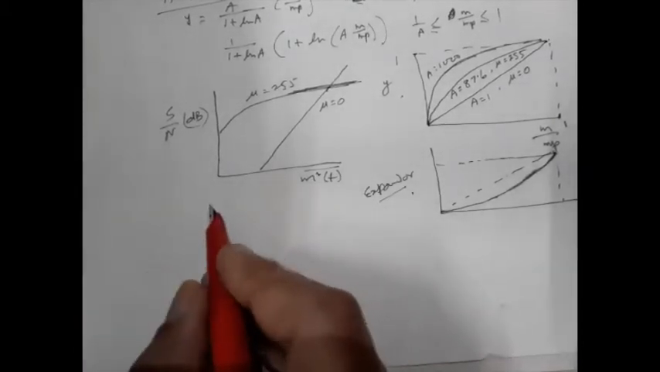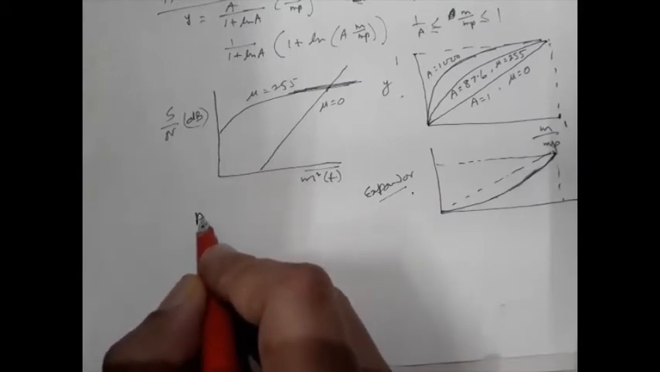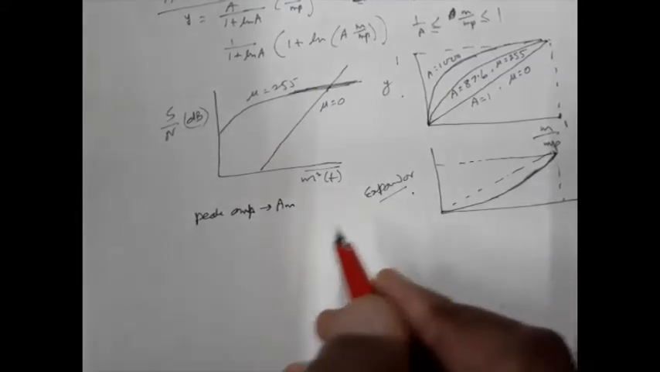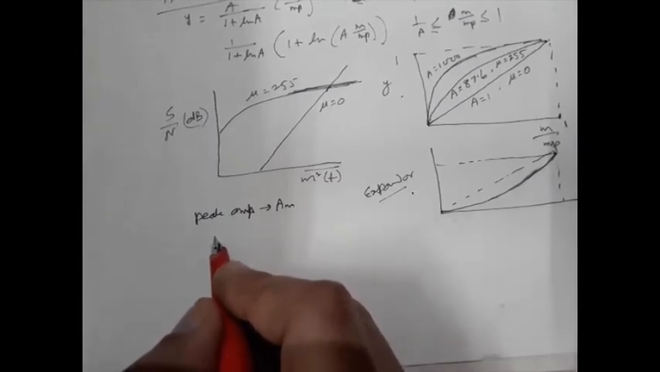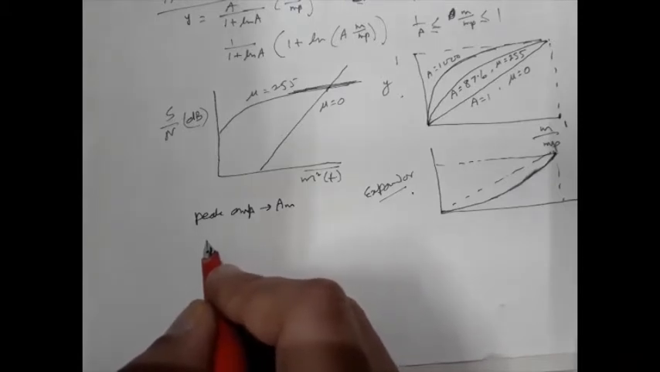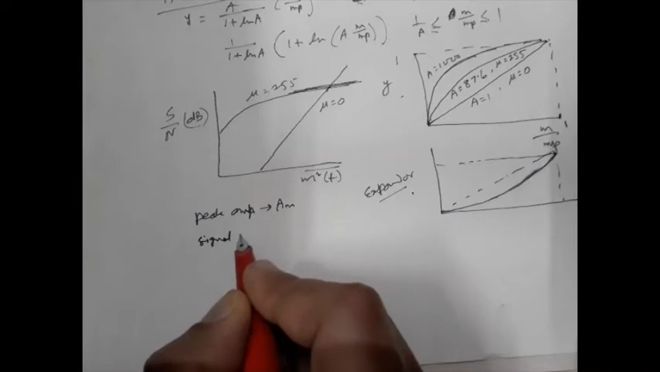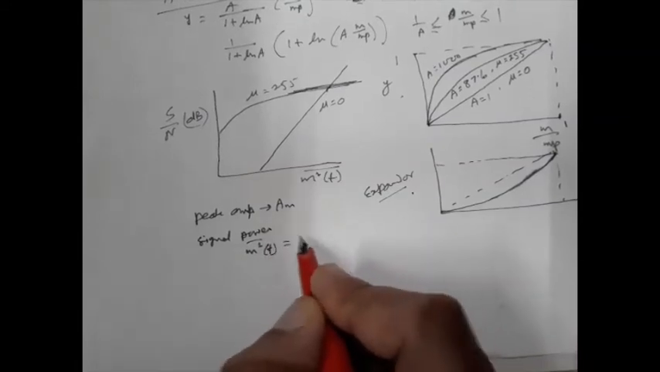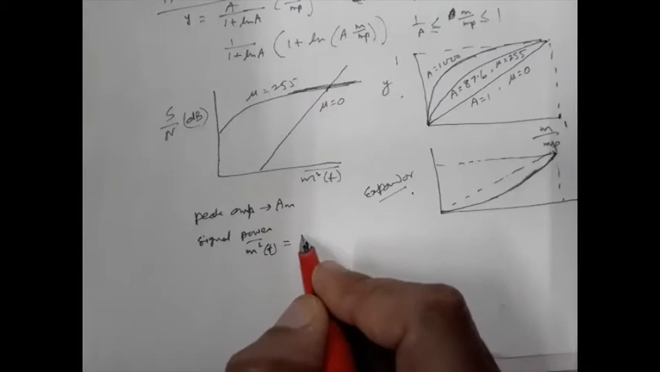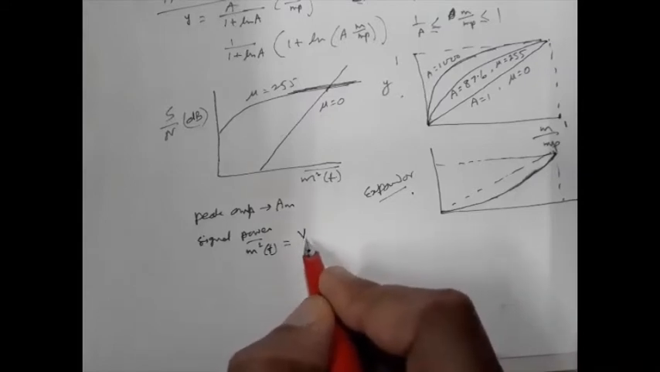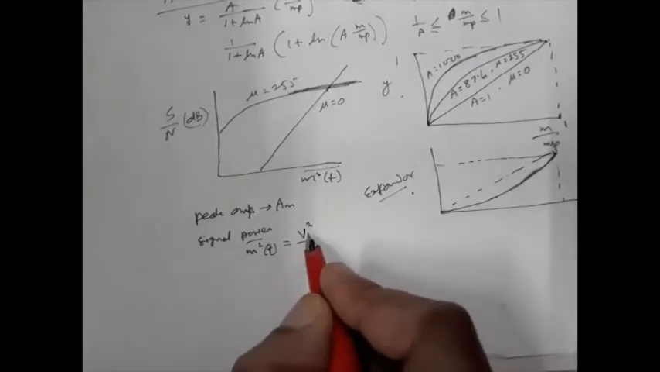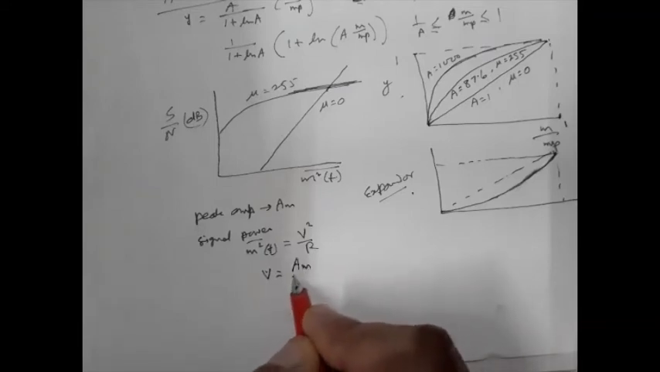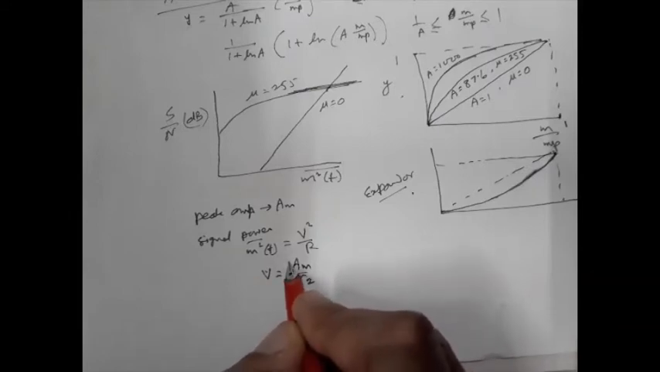So first we will consider the sinusoidal signal have a peak amplitude of, say, Am. Am is the peak amplitude. So the signal power is equal to V square by R, where V is the RMS voltage and V equal to Am by root 2.